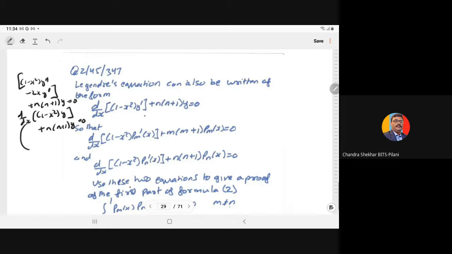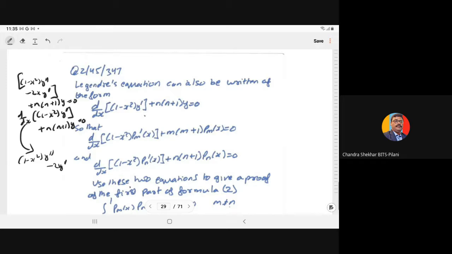As you differentiate this, what you will get? (1 − x²)y'' and then y' as it is times the differentiation of (1 − x²), that is −2x. So the same equation you will get. So the Legendre equation can also be written in the form d/dx of ((1 − x²)y') plus n(n + 1)y equal to 0.